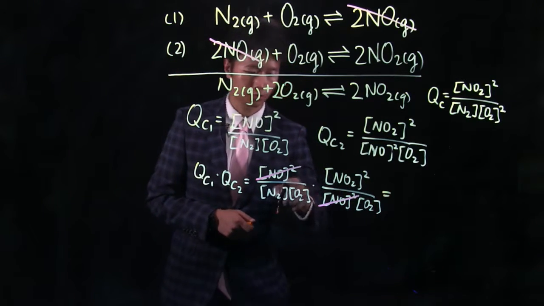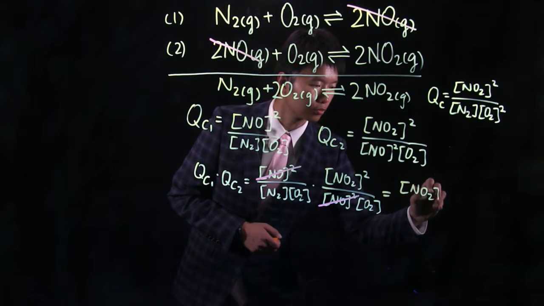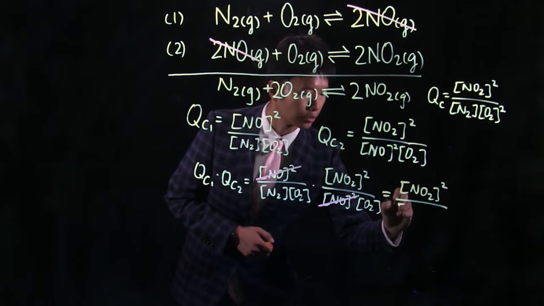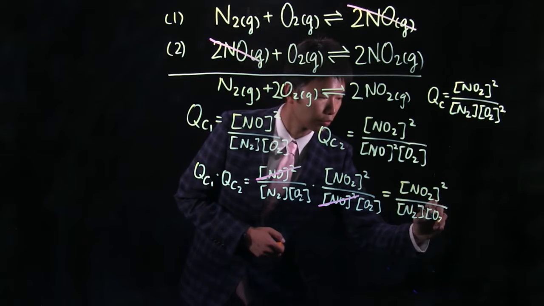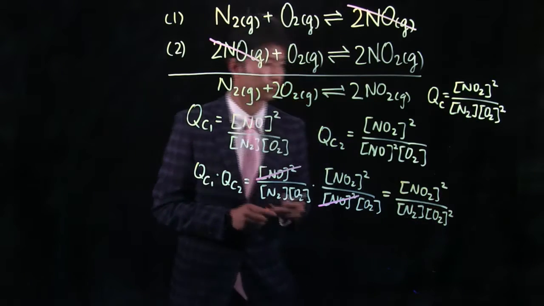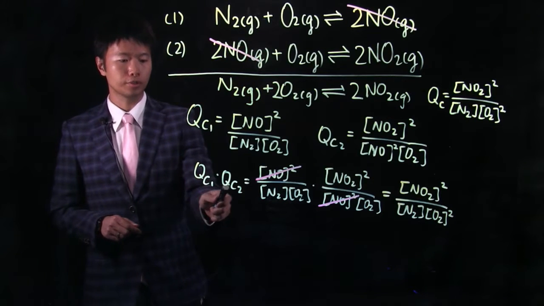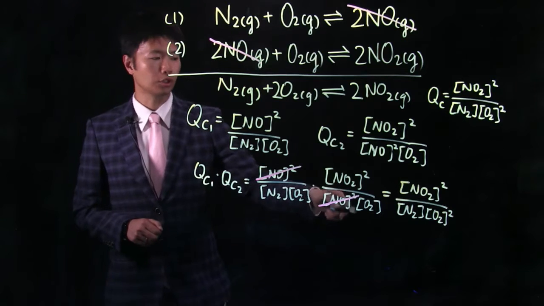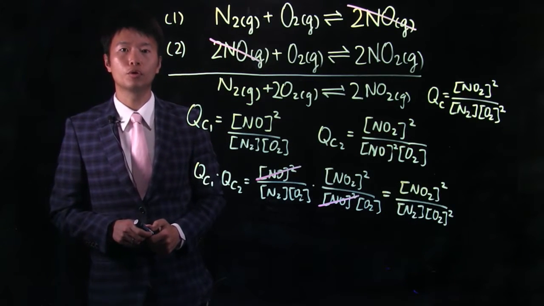Now we can write down the product, which will be the concentration of NO2 squared divided by the concentration of N2 times the concentration of O2 squared. Now we can take a look at the product of QC1 and QC2, which is the reaction quotient of the individual steps, compared with the reaction quotient of the overall reaction.